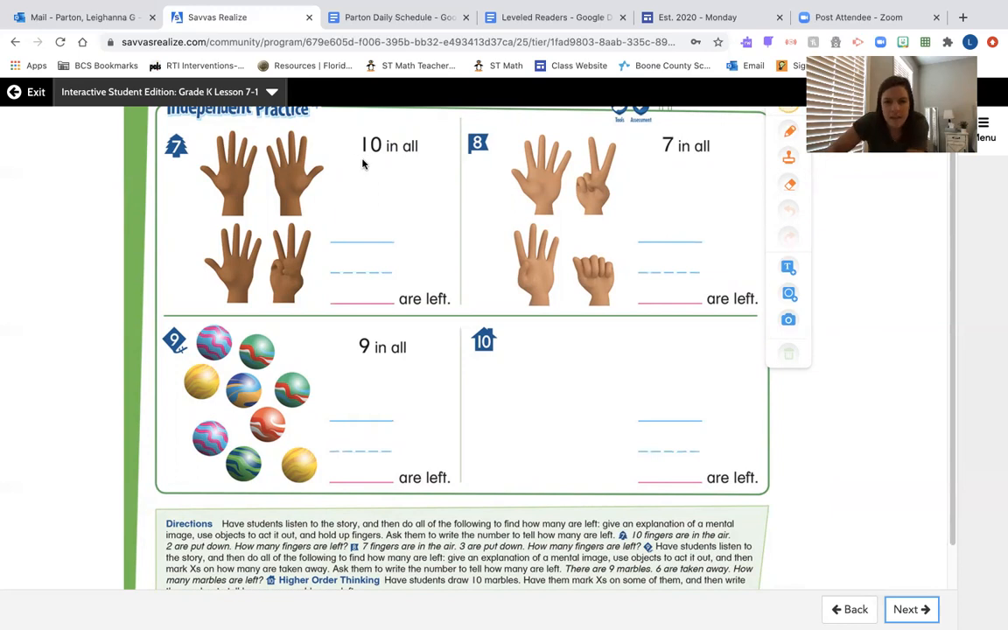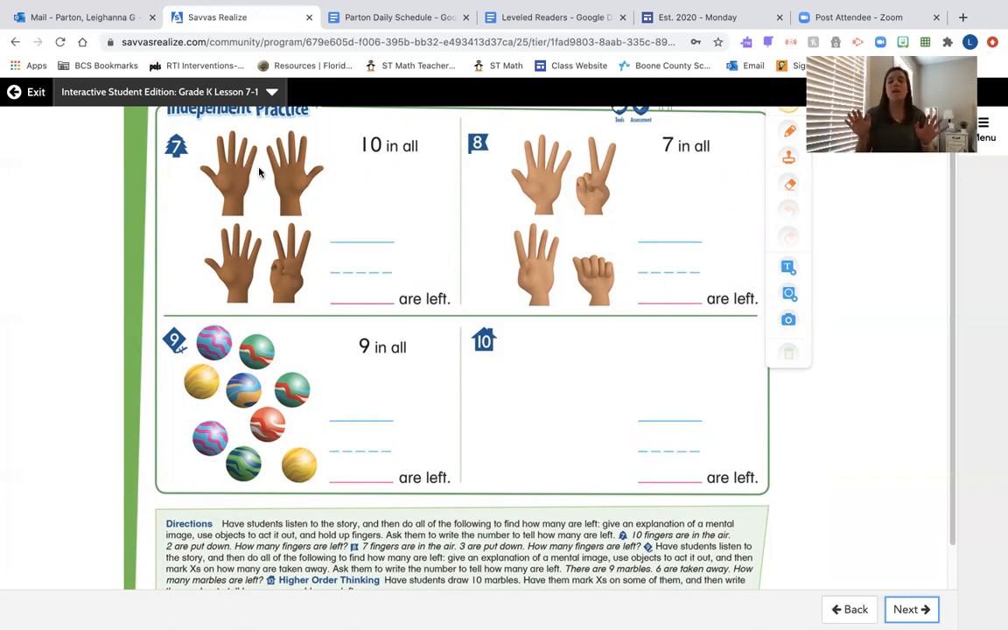On number 7, it tells us that there are 10 fingers in the air. 2 are put down. How many are left over? So they're showing us the work right here on the first problem. It tells us there are 10 that they start with that are in the air. So let's do it with them. Put up 10 fingers, okay? Now, how many does it tell us they put down? 2 fingers are put down. 1, 2. How many fingers are left over? Let's count how many we have left now. 1, 2, 3, 4, 5, 6, 7, 8.